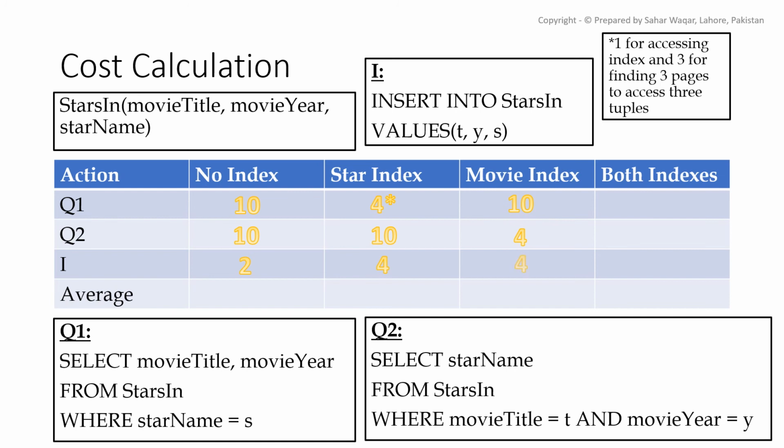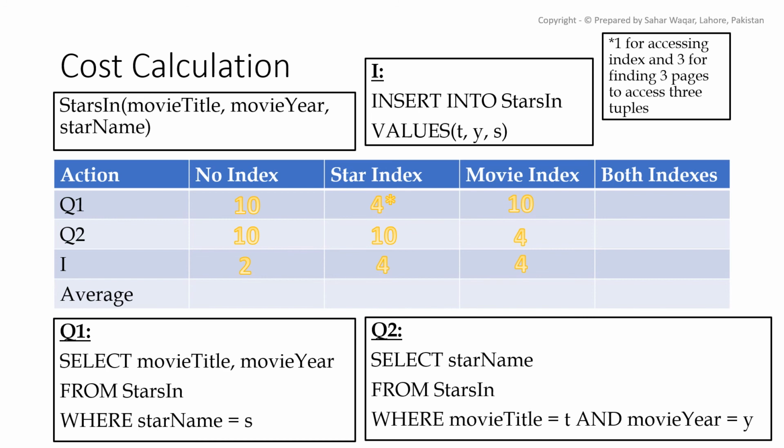If we have an index on movie, then for Q1 we need to load all pages to search for star name. So the cost is 10. For Q2 the cost is 4 because we need to access the index file and get 3 pages into RAM, 1 plus 3 equal to 4. For I we need to read and write both the index and the actual relation, so it's 4.